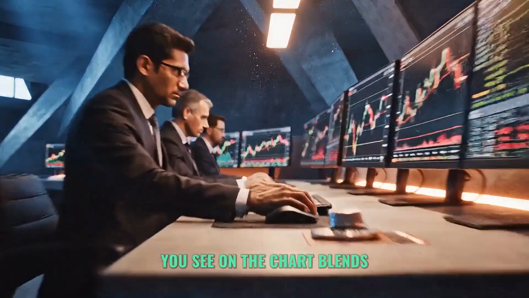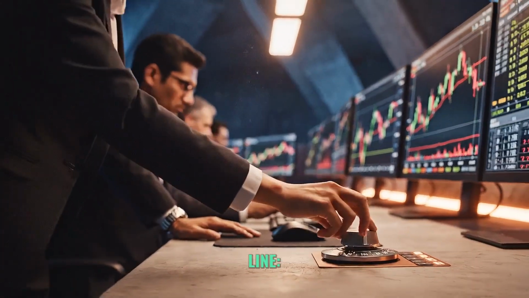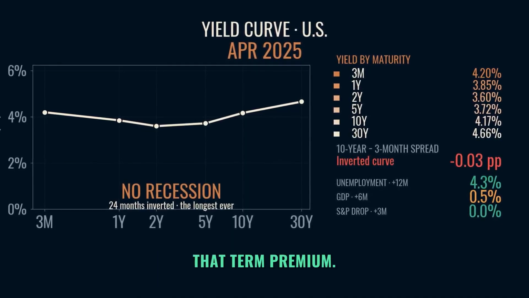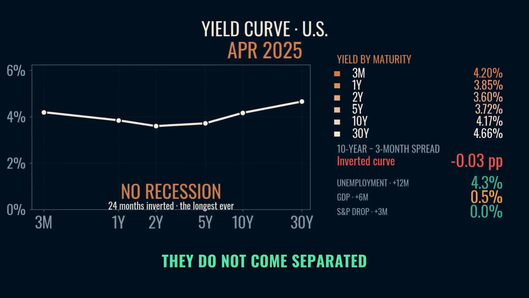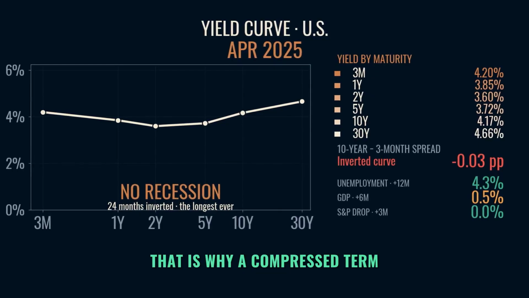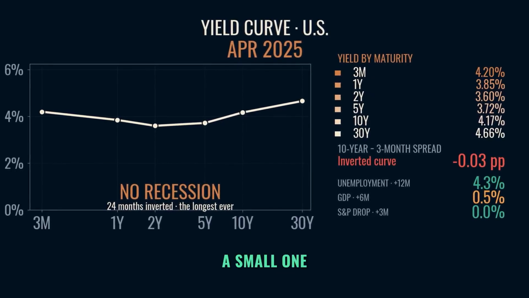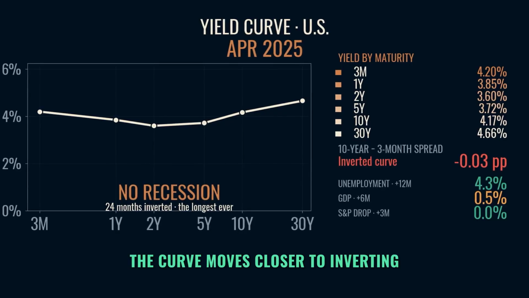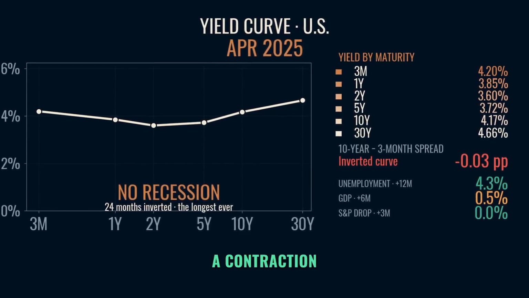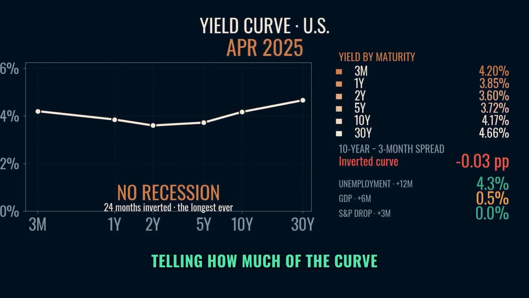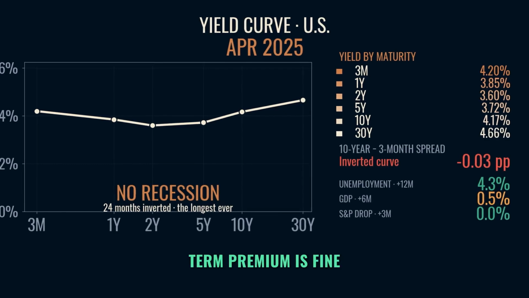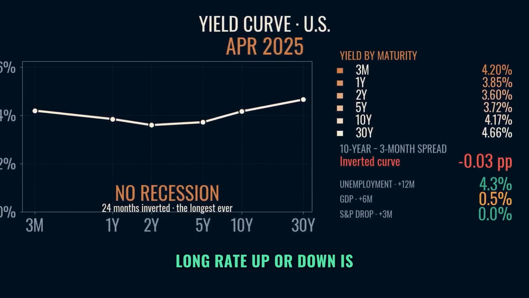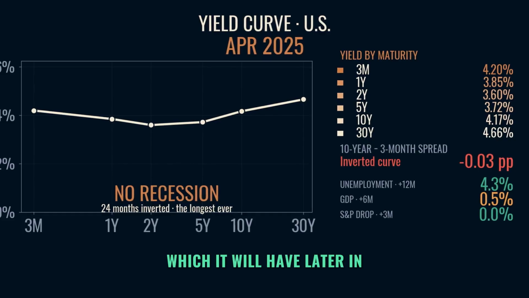The problem is that the spread you see on the chart blends 2 different things into a single line. On one side, what the market expects rates to do in the future, and on the other, that term premium. They do not come separated, they come added together. That is why a compressed term premium, that is, a small one, can flatten the curve for reasons that have nothing to do with a recession. The curve moves closer to inverting, but not because the market fears a contraction, rather because that premium has shrunk. Telling how much of the curve is expectation and how much is term premium is careful work. And untangling exactly what pushes that long rate up or down is worth its own chapter, which it will have later in the series.